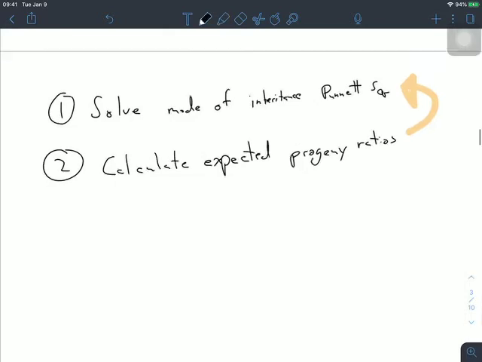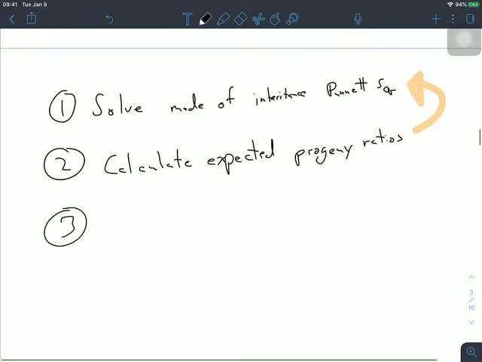Number 3 that I'd certainly expect for you to be proficient in is calculate centimorgan distance between linked loci using progeny ratios.